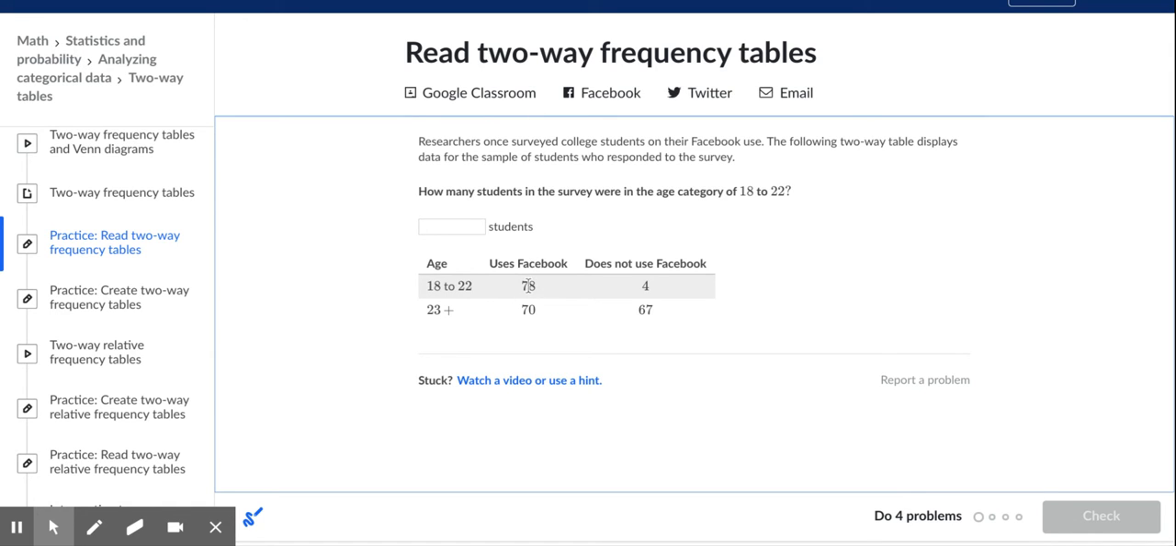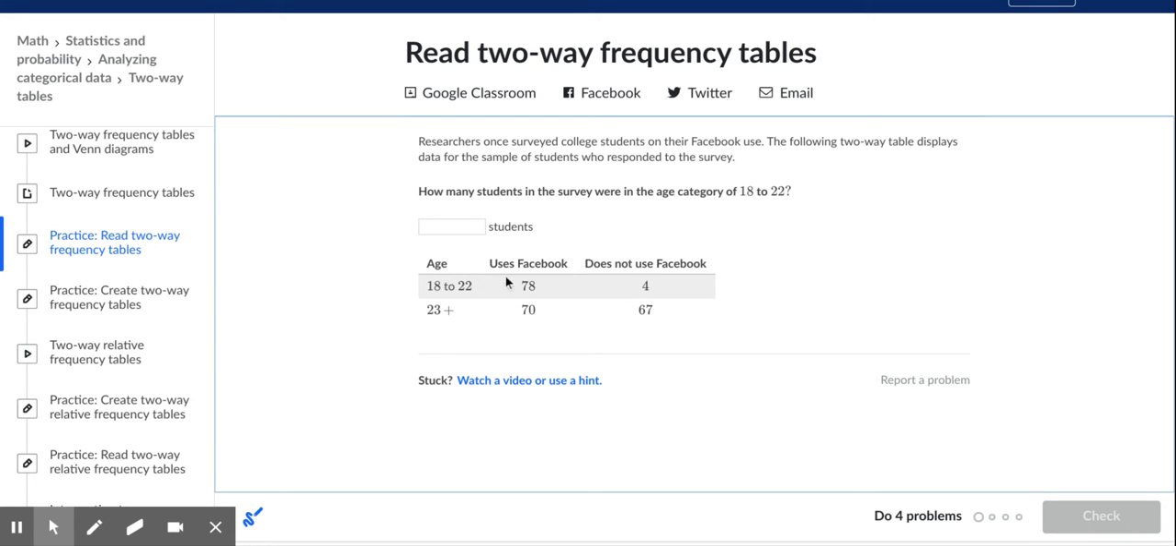And then this tells me how often these two things happened, how often these two things happened, and so on. So basically, I could look at this and say, okay, 78 people were both between 18 and 22 and used Facebook. 70 people were over 23 and used Facebook. 4 people were between 18 and 22 and didn't use Facebook. And 67 people were over 23 and didn't use Facebook. So these numbers correspond to two pieces of information. From this, I can figure out a lot of things.